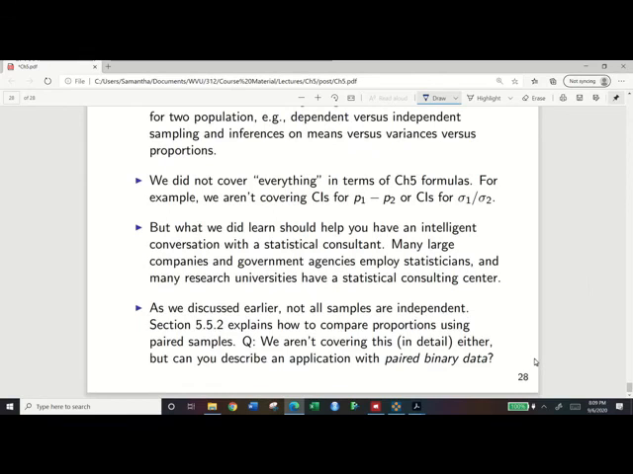A final thing to say is, as we discussed earlier, not all samples are independent. Section 5.52 explains how to compare proportions using paired samples. We aren't covering this in detail either, but there are certainly situations where this occurs, but it is not something I will test you on. But you should be aware that they do in fact exist.